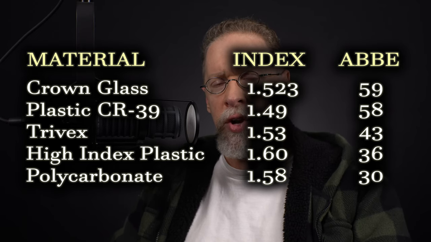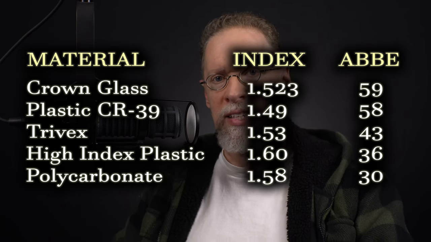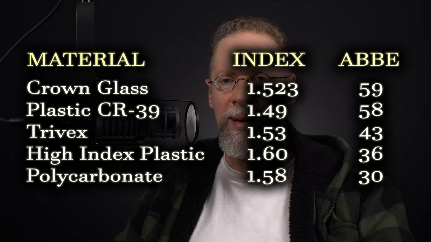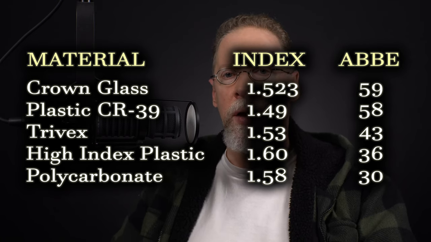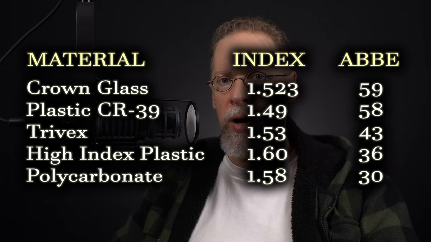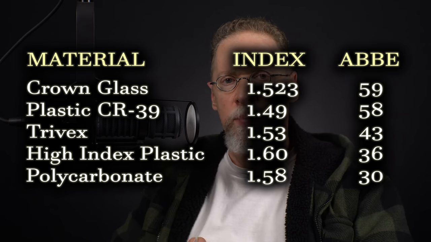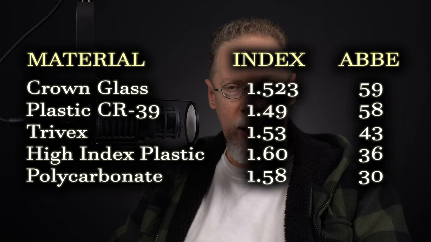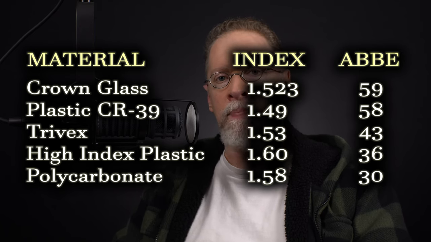There's a newer material called Trivex. I don't know much about it. I've not heard glasses stores talk about it before, but that has an Abbe of 43. The standard plastic, the regular thick plastic called CR39, has the second best at 58. And then, of course, there's regular glass, not the thin glass, just regular glass, at 59.